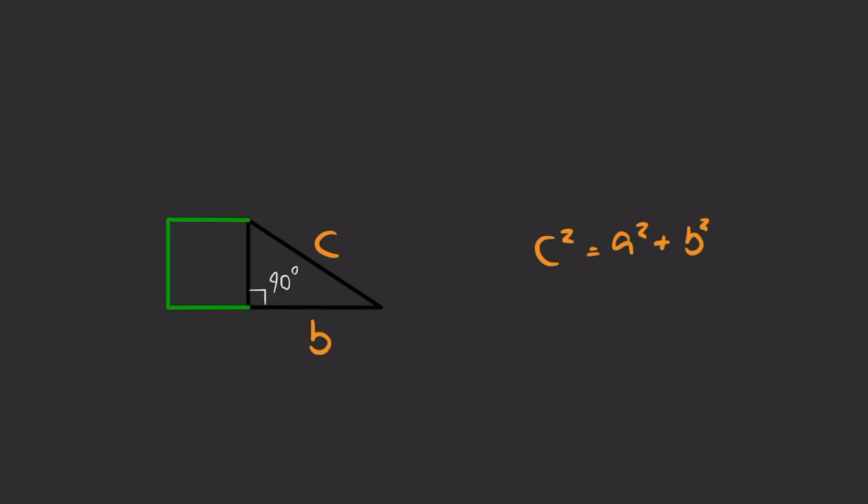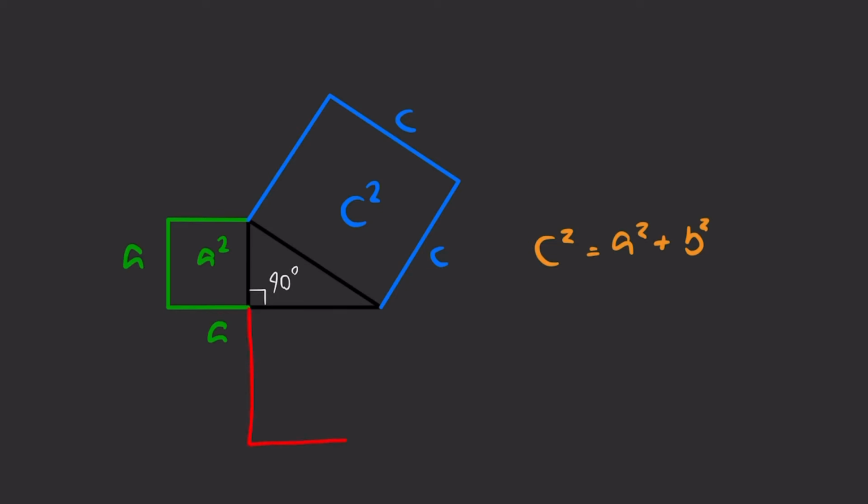The squares have the same side lengths as the side on the triangle they are represented on. So this square has the side lengths A and A, so its surface area becomes A squared. Let's do the same for the other two sides. This one has the sides C and C and has a surface area of C squared. And this square has the side lengths of B and B, and the surface area of this square is B squared.